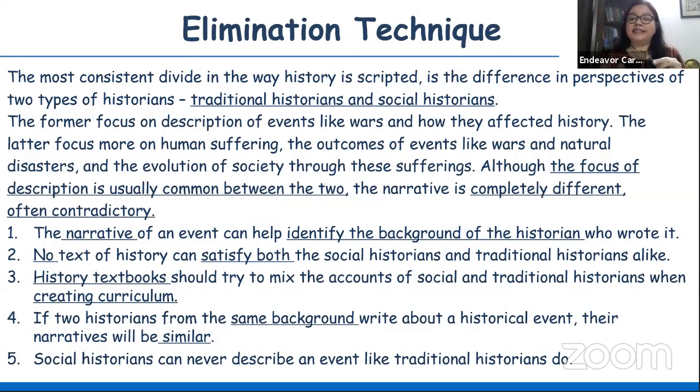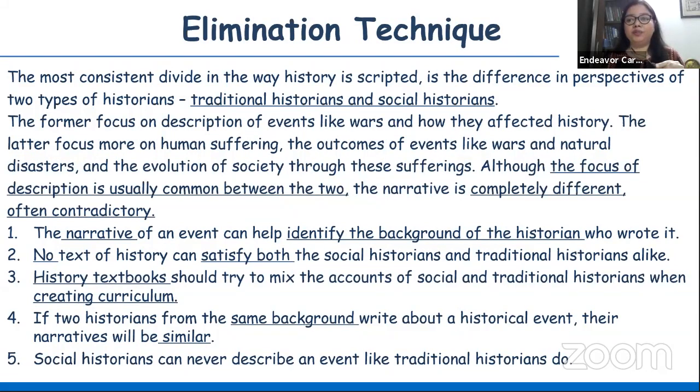No text of history can satisfy both the social and traditional historians alike. One, it's extreme: no text of history. Secondly, we are not talking of texts of history which can satisfy both these historians. Why will I want to infer that? Where is the data? You need a reference point for an inference. There is no reference here, right? I cannot infer this.